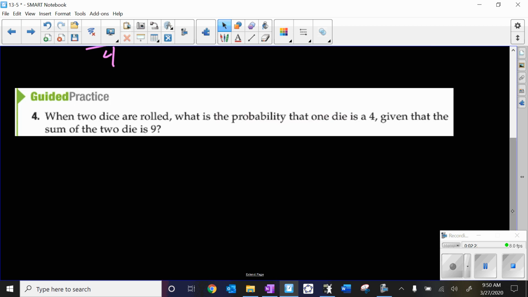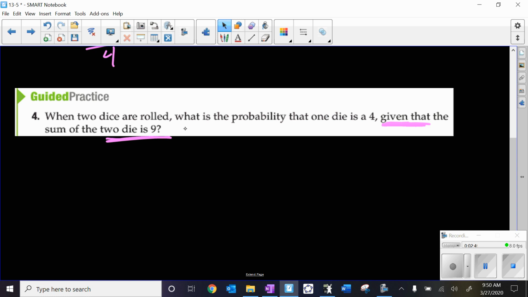Let's do one more. When 2 dice are rolled, what is the probability that one die is a 4, given that the sum of the dice is 9? Anytime you see the words "given that," it means that this has already happened. So I'm already telling you that the sum of the dice is 9.